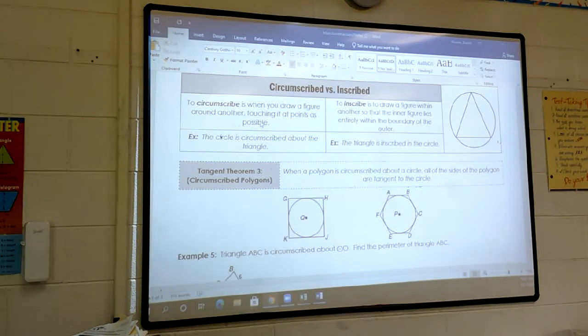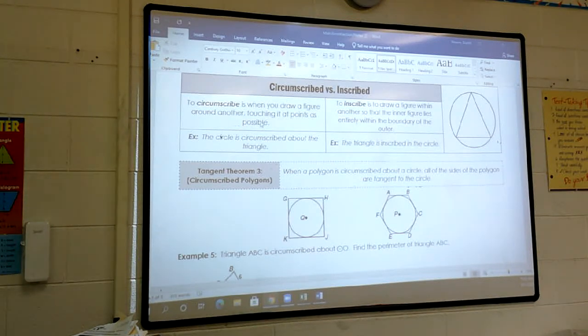So circumscribe, that comes from the word circumference. Circumference means all the way around. So that would be putting it on the outside. Inscribe means you're drawing it inside of the other figure. So notice this theorem right here says when a polygon is circumscribed, so that means any shape, a polygon could be any shape, right? Is circumscribed, so that means on the outside of a circle, all the sides of the polygon are tangent to the circle. That means they all touch the circle there.